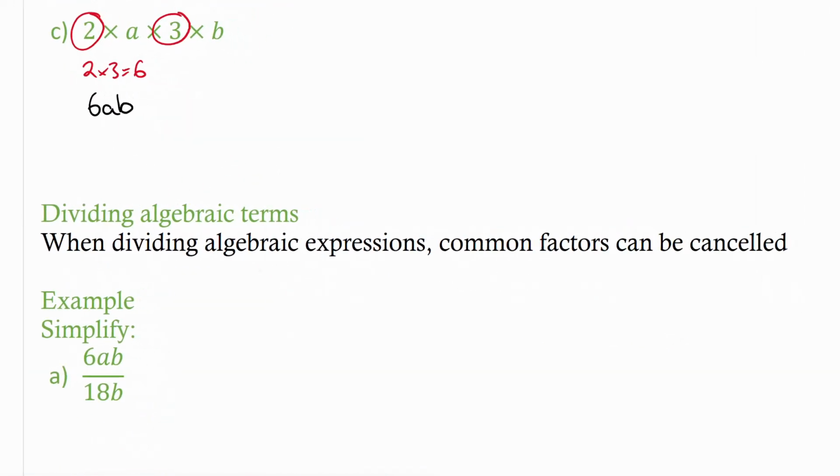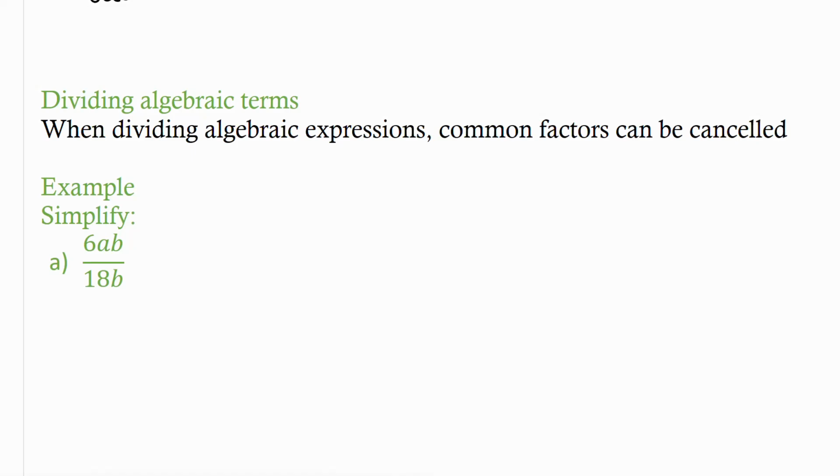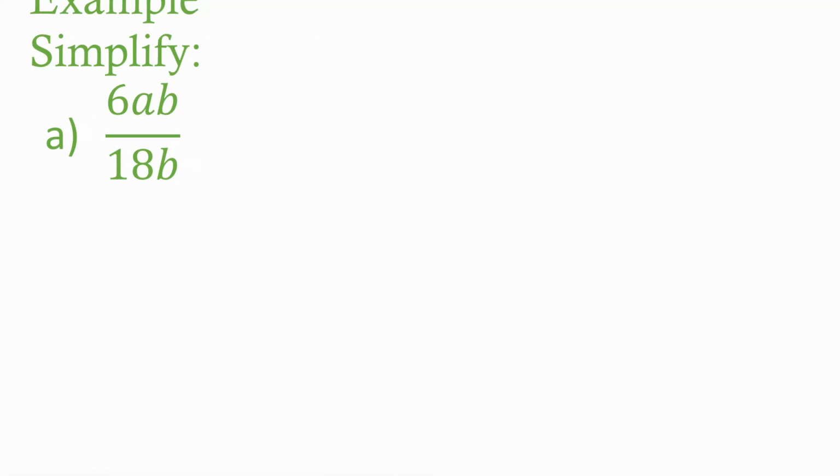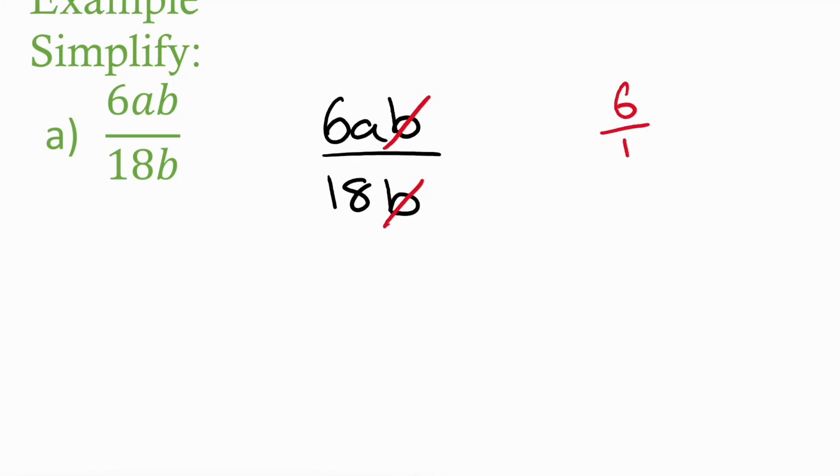Now we're going to look at dividing algebraic terms. When we do these, make sure any common factors, so anything on the numerator and the denominator, or the top and the bottom, that's the same, can be cancelled out or simplified. So here we have 6ab over 18b. First thing we do is look for any common letters. We both have b on the top and the bottom, so they cancel out. We then look at our numbers, 6 over 18, and that can simplify down to 1 over 3.